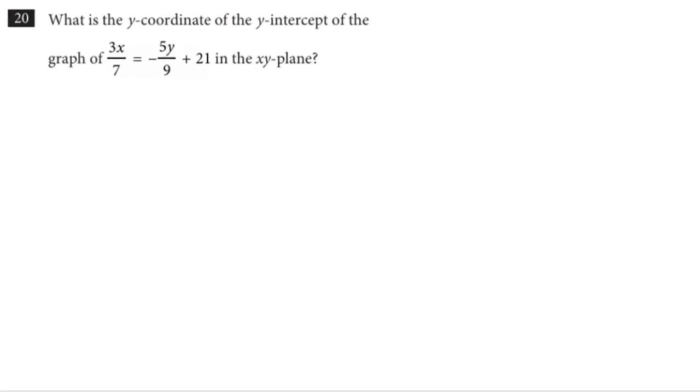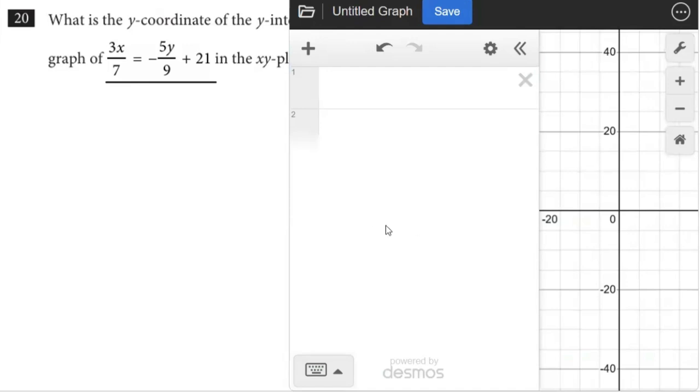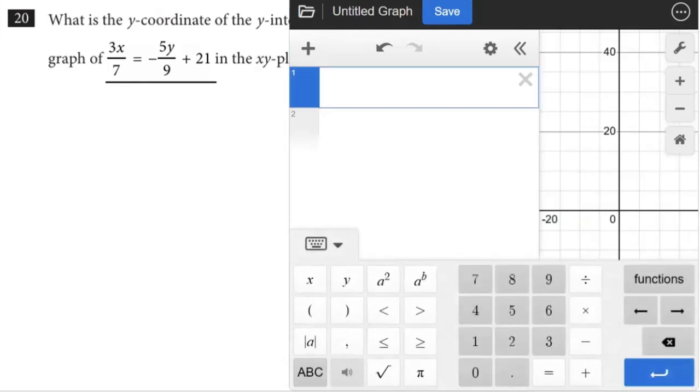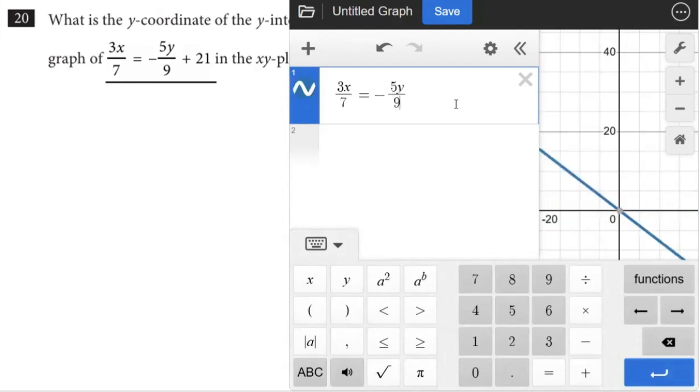Question 20. What is the y coordinate of the y-intercept of the graph in the xy plane? If you have noticed, this is a linear equation. One way of doing this is to write it in the form y equals mx plus c, and you will find out the y-intercept of the graph. But you can use the calculator. Let's quickly type in the equation: 3x divided by 7 equals minus 5y divided by 9 plus 21.